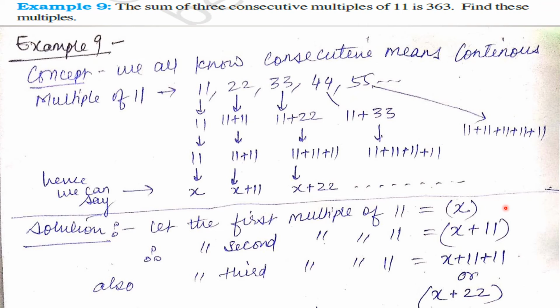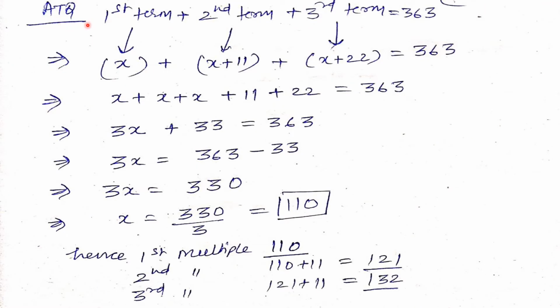Now let's see how to solve. It is saying the sum of three consecutive multiples is how much? 363. We have found three consecutive multiples in terms of x. Now we will add them and put it equal to how much? Yes, 363 to form the required equation. So question is saying first term plus second term plus third term is equal to 363. First term is x, second term is x plus 11, third term is x plus 22 and that is equal to 363.